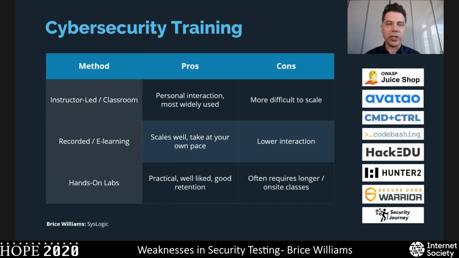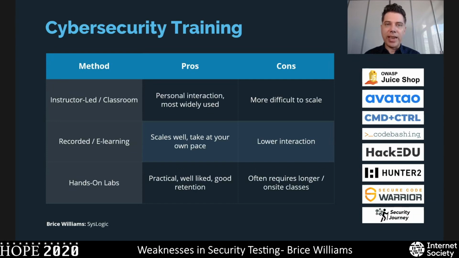So for example, instructor-led or classroom-style training has great personal interaction. It's the most widely used type of training, maybe more difficult to scale. This is the type of training that SysLogic provides to software engineers, both on-site and remote. And with the current pandemic, everything's being done remote, so this is totally understandable to be able to provide this remotely and be able to do so in a way where attendees are able to retain knowledge easily. Next, we have recorded or e-learning. Scales well. You can take it at your own pace because you're just leveraging some pre-recorded content. You of course have lower interaction at this point.